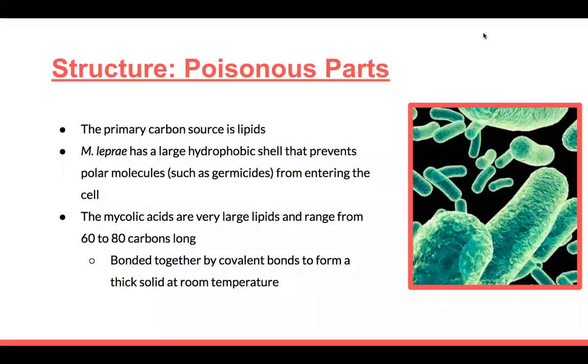The primary carbon source for M. leprae is lipids. M. leprae has a large hydrophobic shell that prevents polar molecules, such as germicides, from entering the cell. The mycolic acids are very large lipids that usually range from 60 to 80 carbons long, and they are bonded together by covalent bonds to form a thick solid at room temperature.